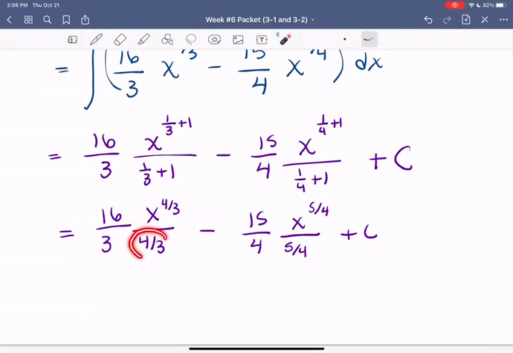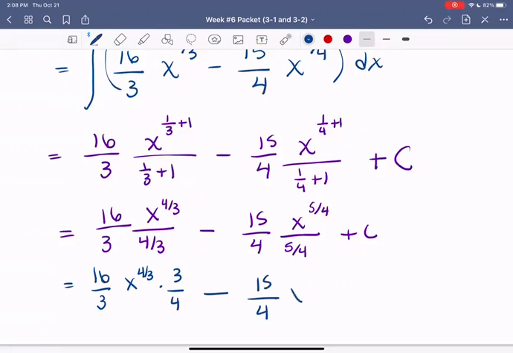So notice that if we have a fraction on the denominator, that's the same thing as multiplying by the reciprocal of that fraction. So we can go another step further and write this as 16 over 3, x to the 4/3 times 3 over 4, minus 15 over 4, x to the 5/4 times 4 over 5 plus c. So again, notice how the fraction on the denominator, we're dividing by that fraction. It's the same thing as multiplying by the reciprocal of that fraction.